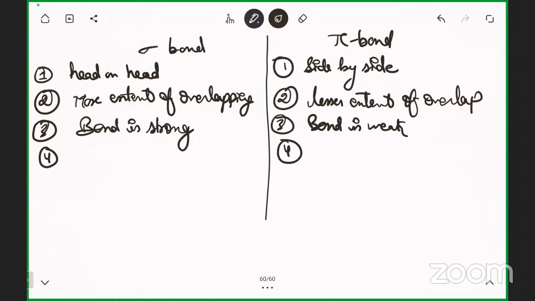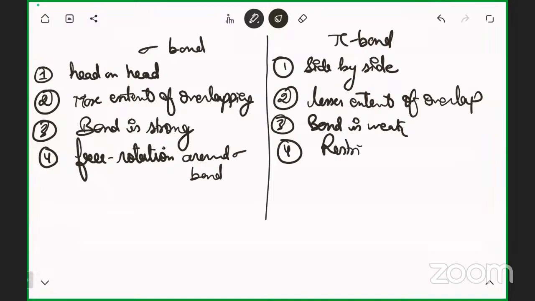Fourth difference between sigma and pi. There is free rotation around a sigma bond, while in case of pi bond, there is restricted rotation. Okay, one more difference, the last one I'm taking; five differences are enough.